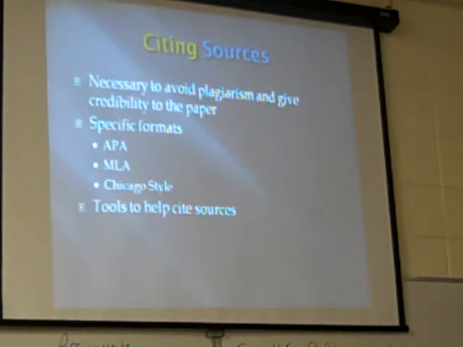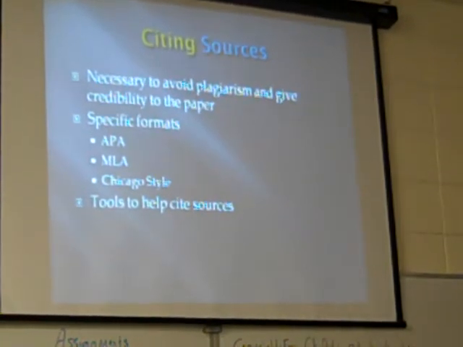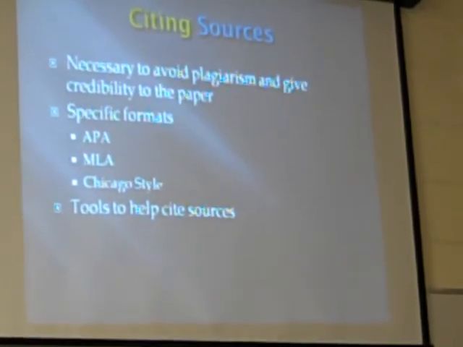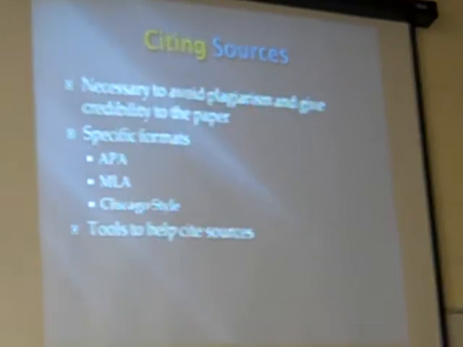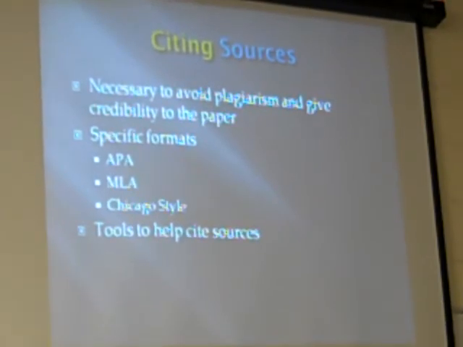There are specific formats to cite sources. The first one is APA, which is the American Psychological Association. Second one is MLA, the Modern Language Association, and the Chicago Style. We mainly use the APA and MLA. It's kind of confusing right when you're starting to figure out how to format your sources in the specific ways that the various formats want you to.